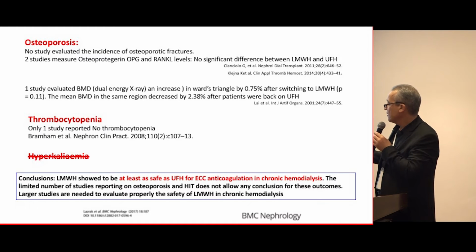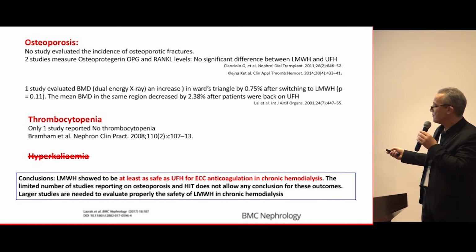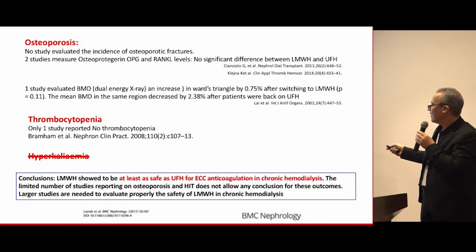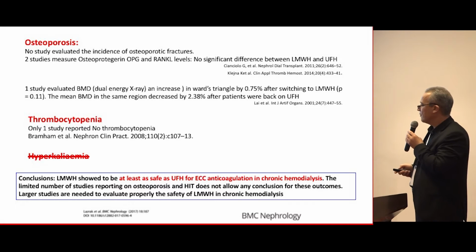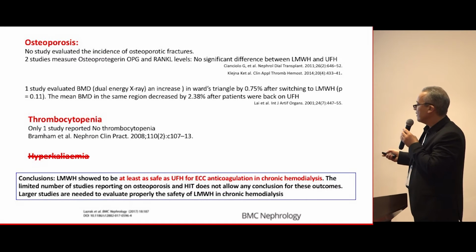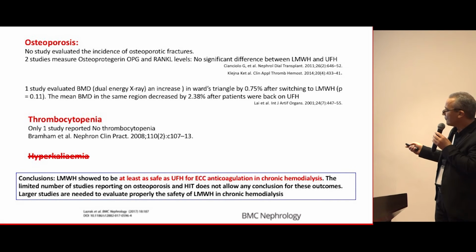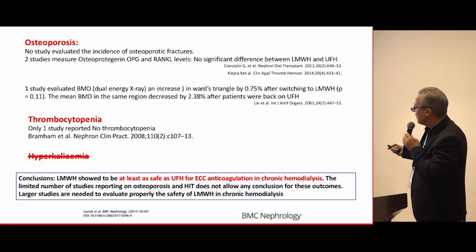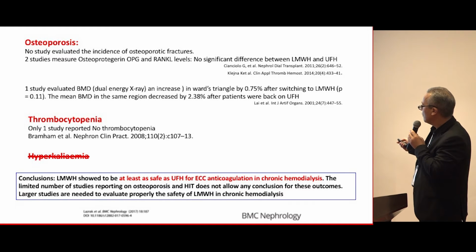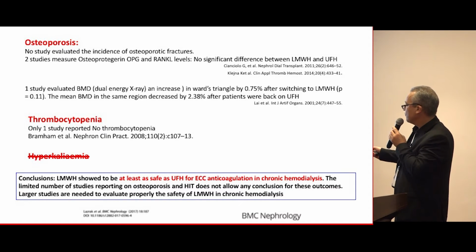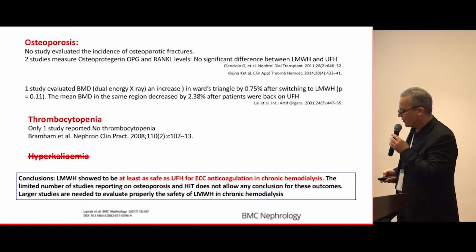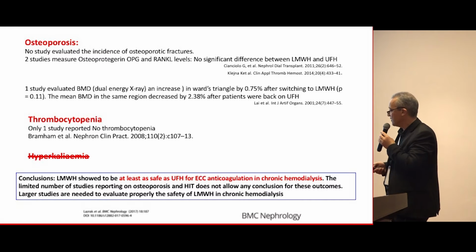For osteoporosis, no study evaluated the incidence of osteoporotic fractures, said this meta-analysis. Otherwise, two studies measured osteoprotegerin and RANKL level, and there is no significant difference between low molecular weight heparin and unfractionated heparin. One study evaluated bone mineral density, and there is no difference also in this study. There is some decrease when switching to a low molecular weight heparin, and the mean bone mineral density in the same region decreased by 238% after the patients were switched back to unfractionated heparin. So there is some advantage for low molecular weight heparin, but it is not significant.